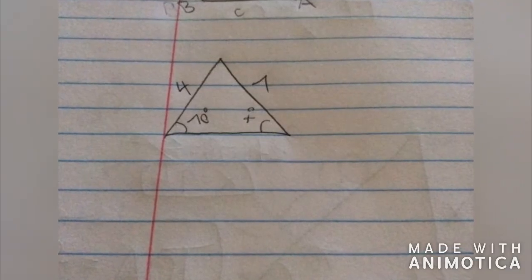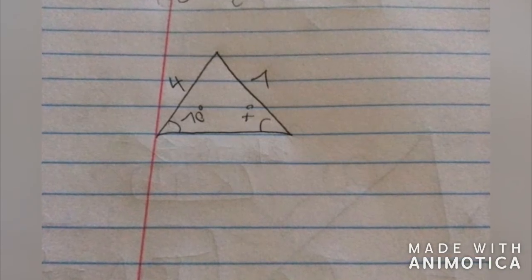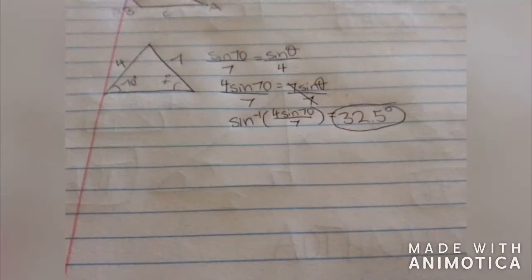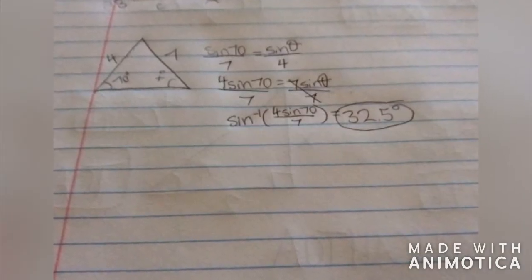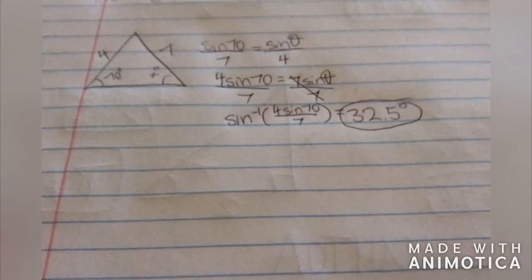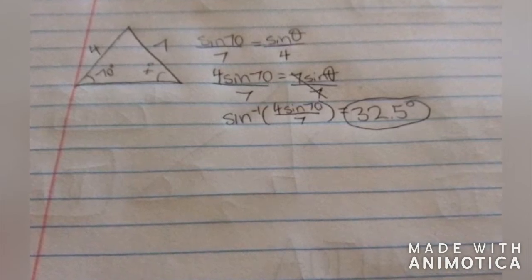Let's say we have an angle measure of 70 degrees and its opposite side is 7 units. We'll make the side opposite to our missing angle 4 units. Now we set up our equation as sine 70 over 7 equals sine theta over 4. We cross multiply to get 4 sine 70 equals 7 sine theta. Now we divide both sides by 7 to get sine theta by itself. We now use the inverse of sine to get our angle measure, which is 32.5 degrees.